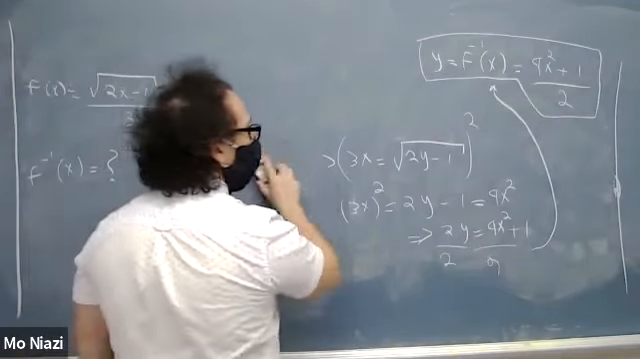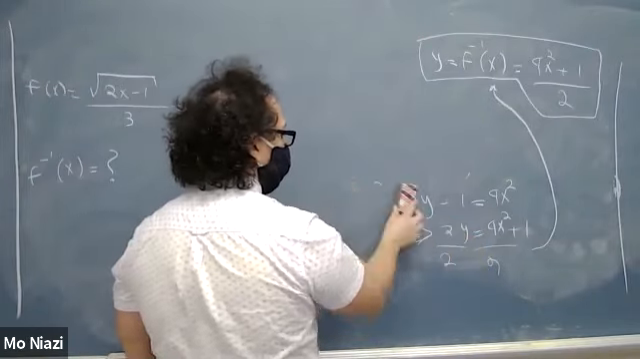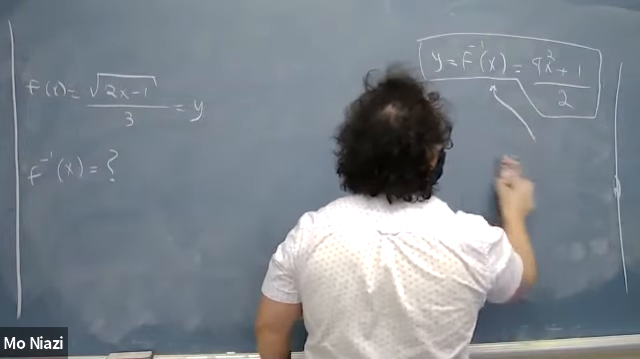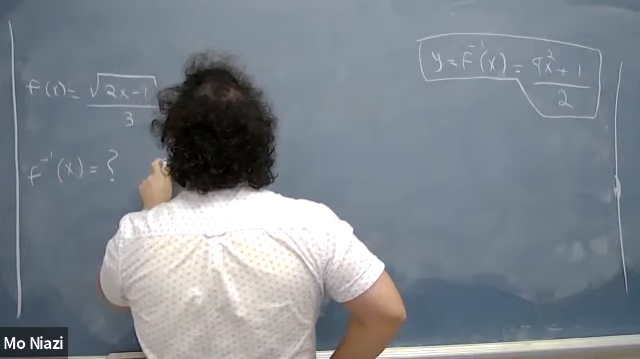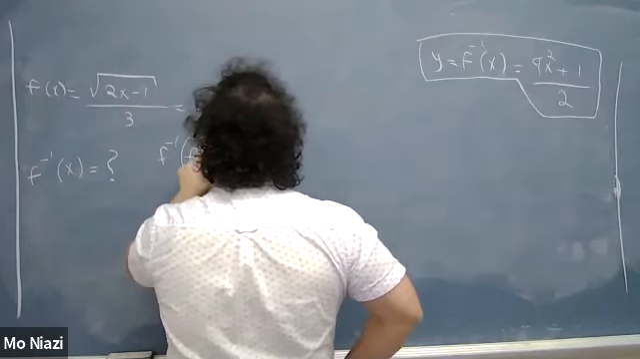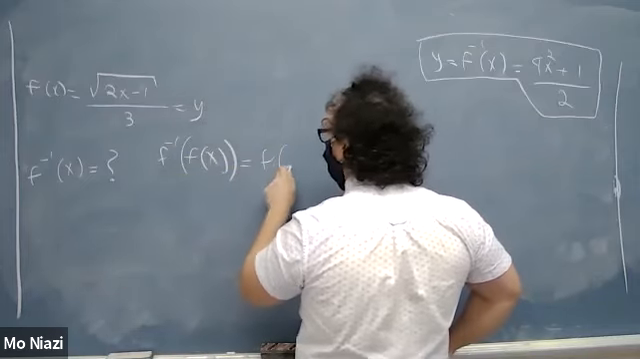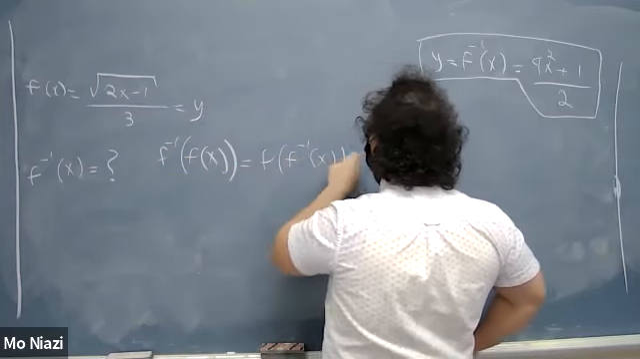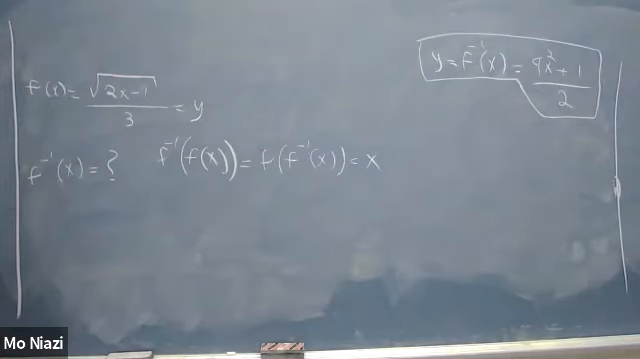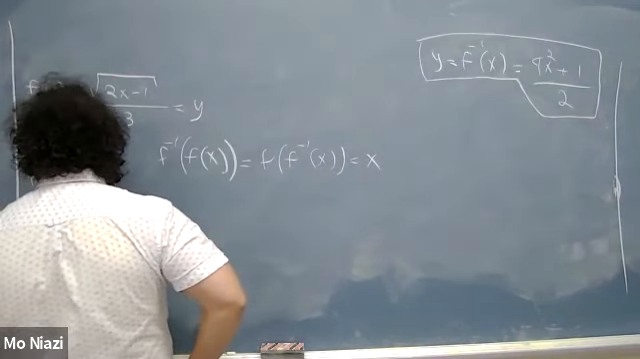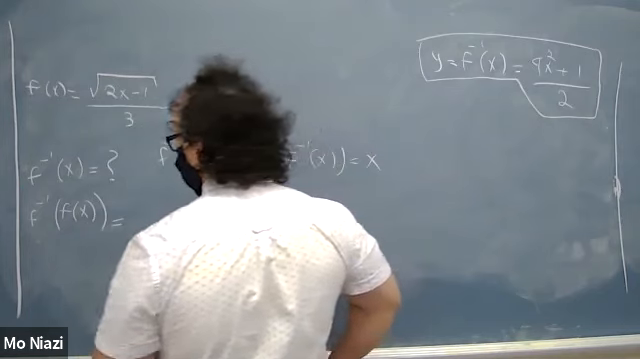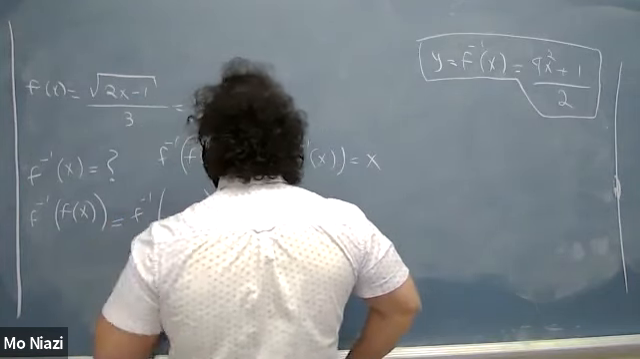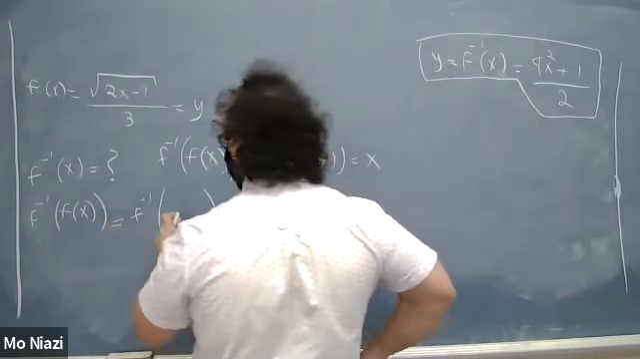We show that it satisfies the definition of an inverse function. So what we got to show is that f inverse of f of x is the same thing as f of f inverse of x, and they should both mutually equal x. This is what we got to show. F inverse of f of x. Here, the turkey is f inverse and the stuffing is f. So what we do is we prepare the stuffing by putting what f of x is in here, and that's square root of 2x minus 1 all over 3.